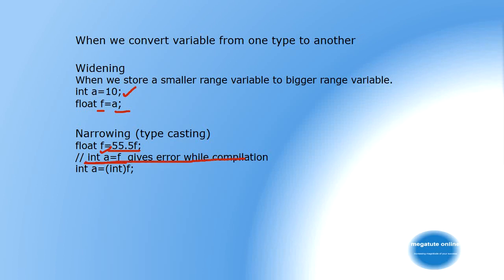So how do you do it? You just have to specify the left-hand side operand or data type over here inside the bracket. So this will make sure that this float gets converted into integer and goes to the A. It's called typecasting or narrowing. Let's see what next is.